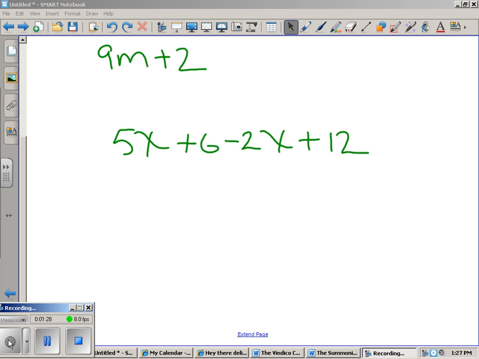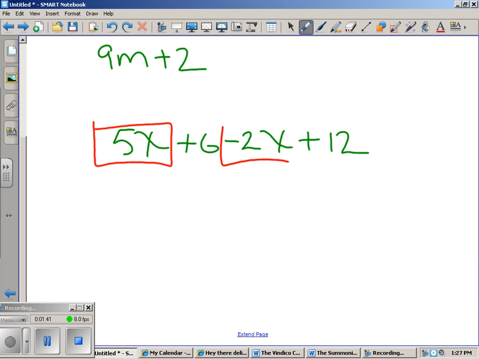Alright, here's our next one, and we have x's and numbers in there. If we're going to collect our terms, we need to collect everything that is the same. And remember, you always look to what's in front of it. So if I was going to do this first, I would collect the x's, and 5x minus 2x is simply 3x. Now, just to highlight what I'm doing next, I'm going to take this plus 6, and I'm going to add 12, and 6 plus 12 is 18. And that's the whole answer. That's all we have to do with these.